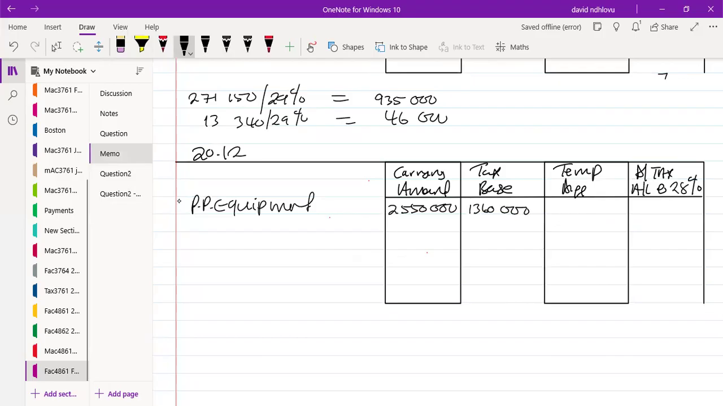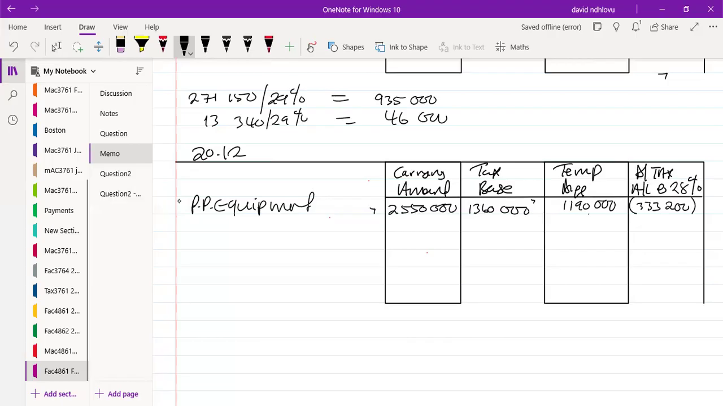Right, so therefore, 2,550,000 minus 1,360,000, you are going to have 1,190,000 multiplied by 0.28, the new rate, you are going to get 333,200. Our assets is bigger than the tax base. Therefore, this is going to be a deferred tax liability.